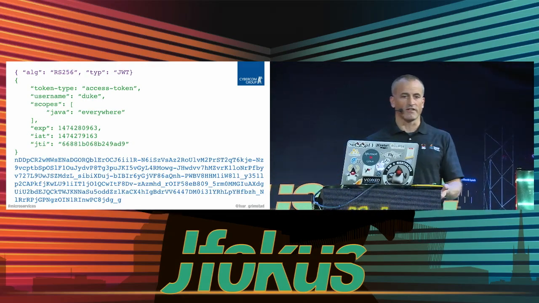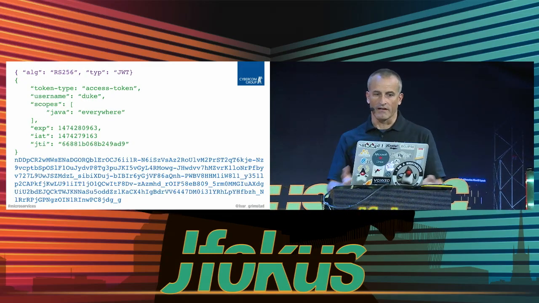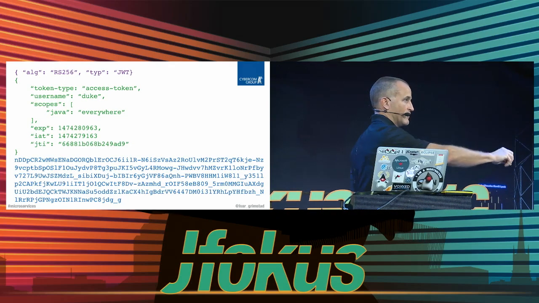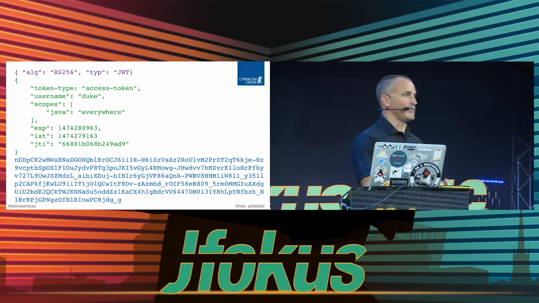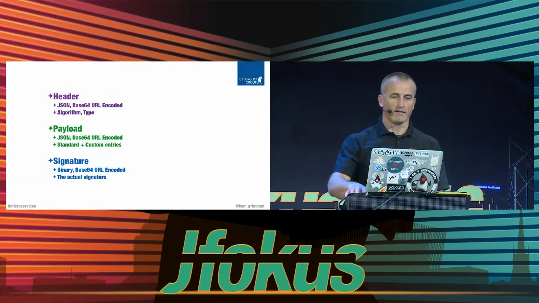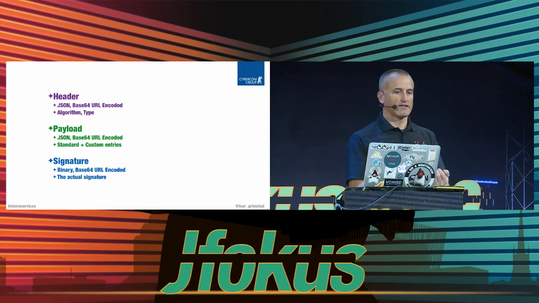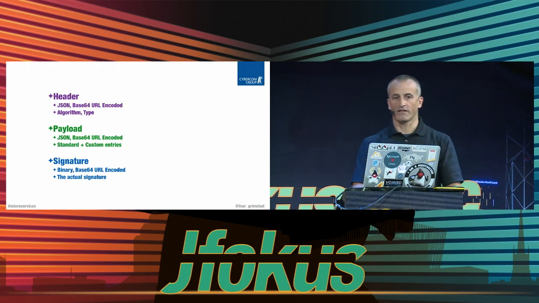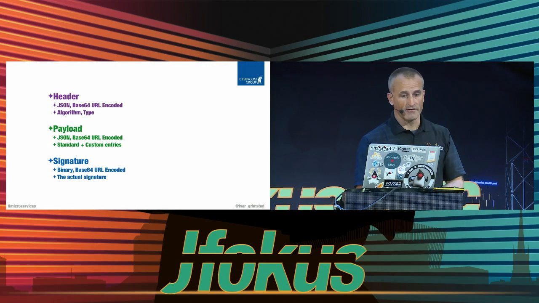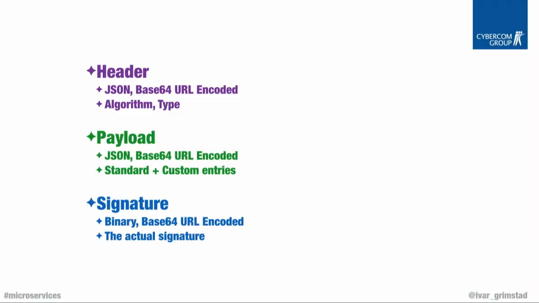And at the end, you have a digital signature, so nobody can tamper with this one without the signature being invalid. So this is a way of passing information to the service that, hey, I have this role, I'm allowed to do this. So to repeat, you have a header, which is base64 URL encoded, which gives you information about the token. Then you have the actual token, which is some standard and some custom entries. And then you have a binary signature at the end, just to verify that everything is OK.